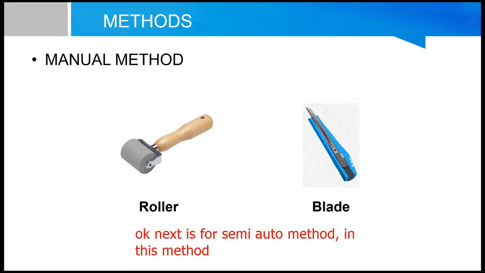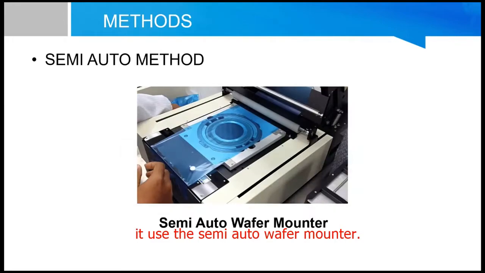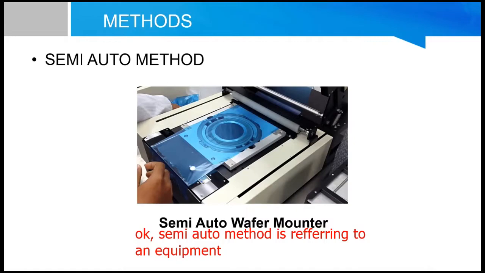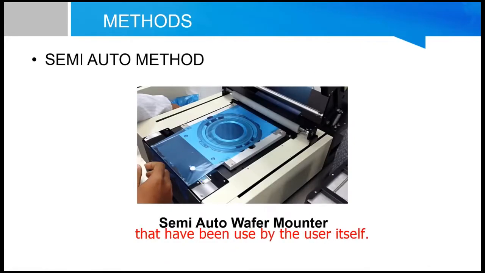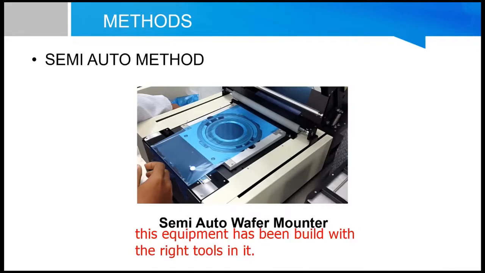Next is the semi-automated method. In this method, we use the semi-auto wafer mounter. Semi-automated refers to equipment that is used by the user itself. This equipment is affordable and can produce a nice and good looking mounted wafer. This equipment has been built with the right tools in it.